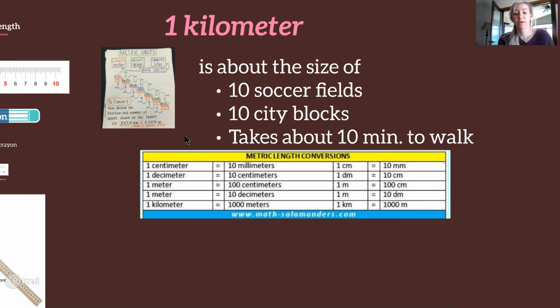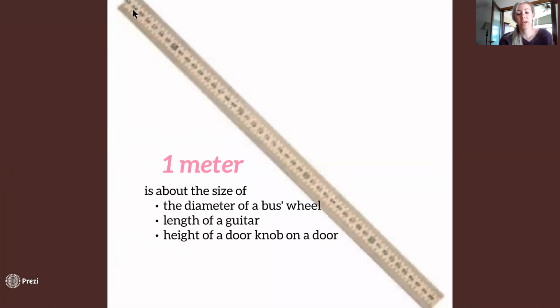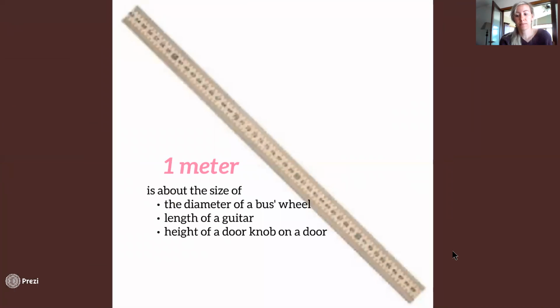One kilometer is about the size of 10 soccer fields, 10 city blocks, or it takes about 10 minutes to walk. So 1 kilometer is equal to 1,000 meters. So here's your meter stick, 1,000 meters.